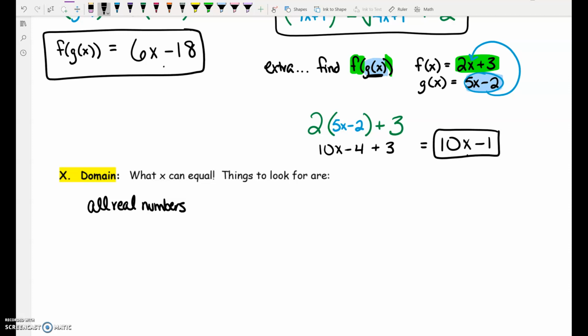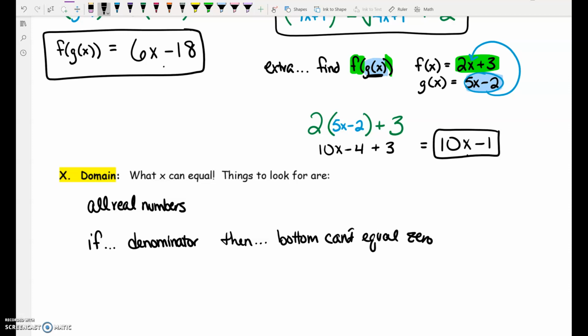You're looking for, if you have a denominator, then the bottom can't equal 0. We talked about that on the previous day's notes. So if you end up with an x on the bottom, then you have to think about what value would make that bottom equal 0, and x can't be that number.